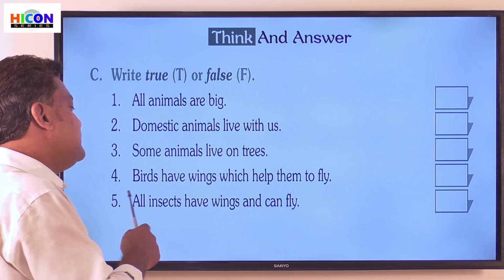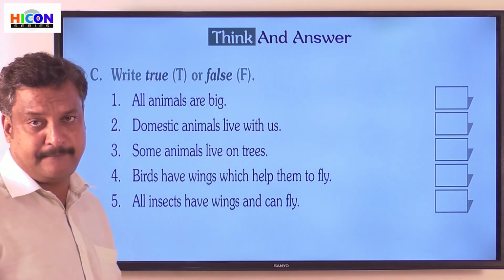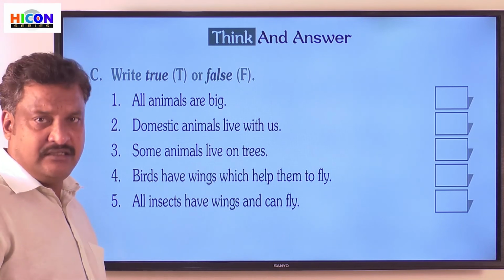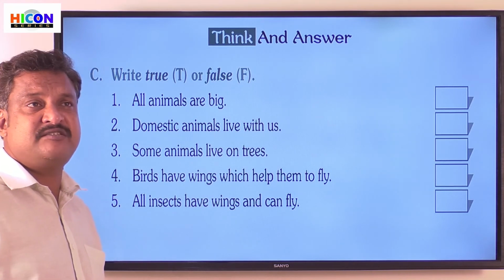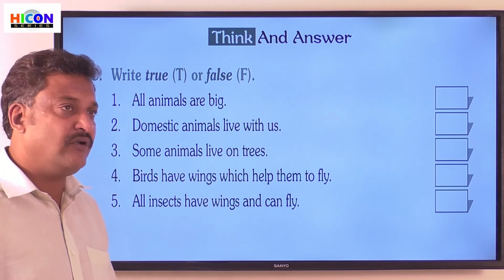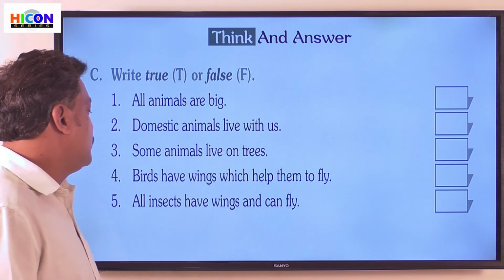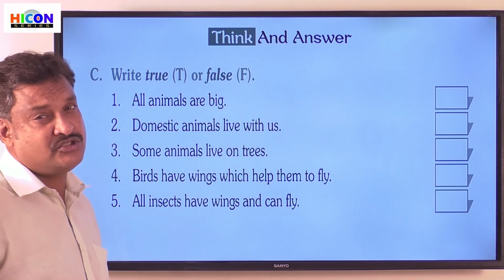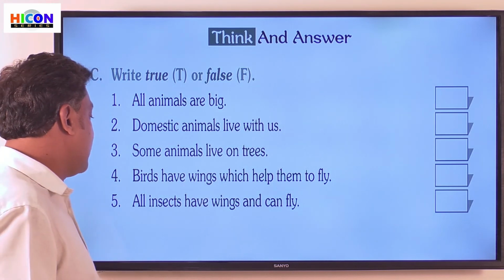Fourth one, birds have wings which help them to fly. Birds are animals which live in the air, and they have a special organ in their body called wings, with which they fly in the air, isn't it? So, birds have wings which help them to fly is a true sentence.